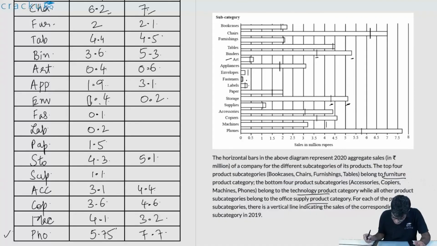Fasteners increased from 0.1. It was actually less than 0.1 probably. So we'll just say that this increased from 0.1 to 0.15. Labels increased from 0.2 to probably say 0.3. Paper increased from 1.5 to 2. And supplies increased from 1.1 to 1.2.